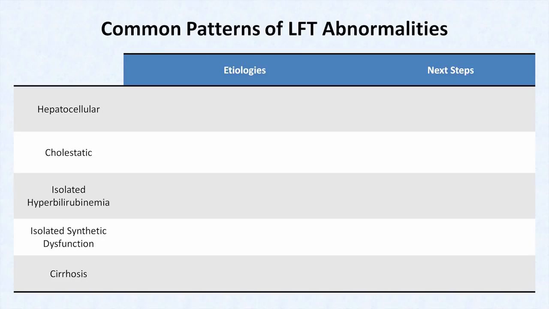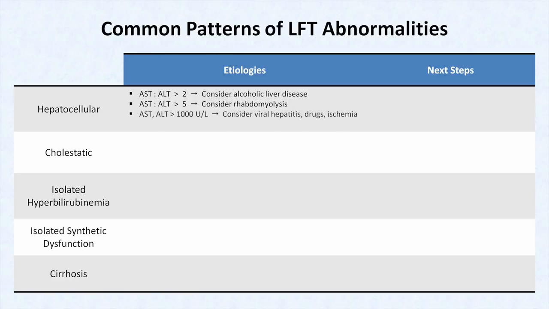With hepatocellular disease, if the AST to ALT ratio is greater than 2, consider alcoholic liver disease. If it's greater than 5, consider rhabdo. If the AST and ALT are above 1,000 units per liter, consider acute viral hepatitis, drugs and toxins, and ischemia. Otherwise, consider chronic viral hepatitis, steatohepatitis, milder forms of drug toxicity, and infiltrative diseases.